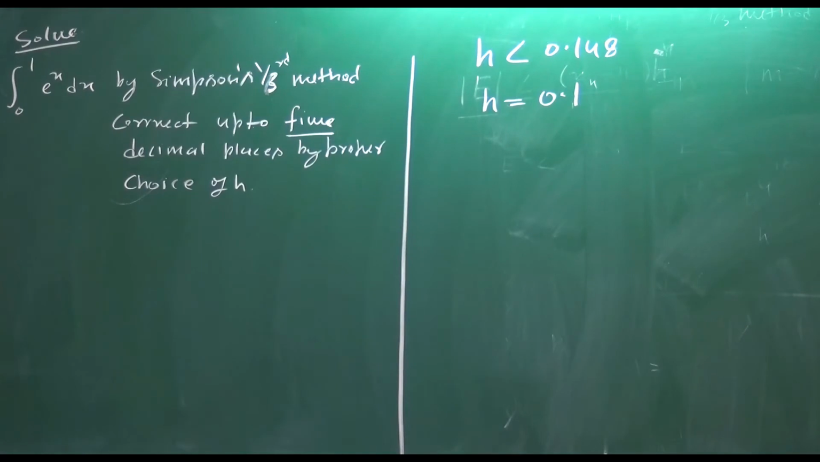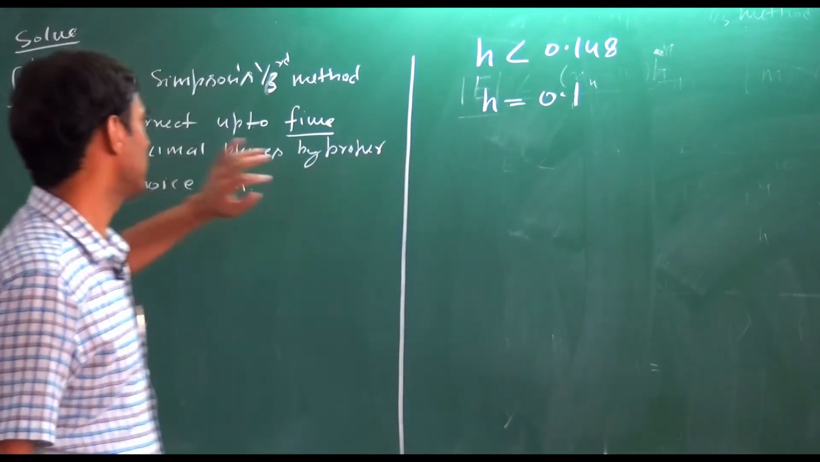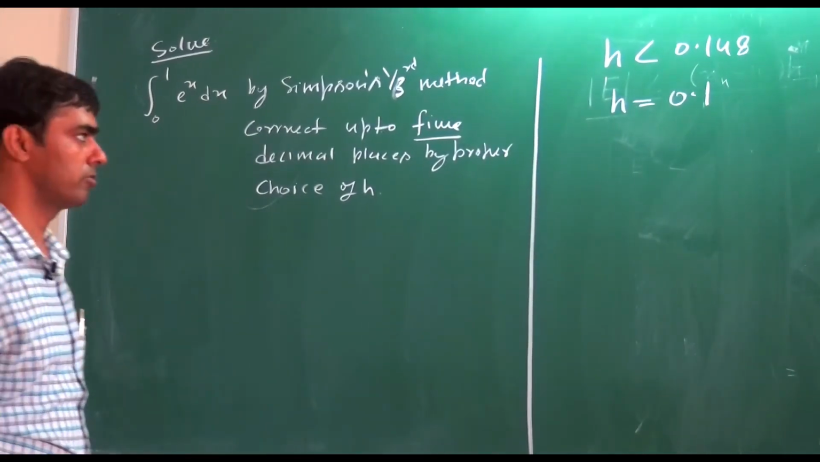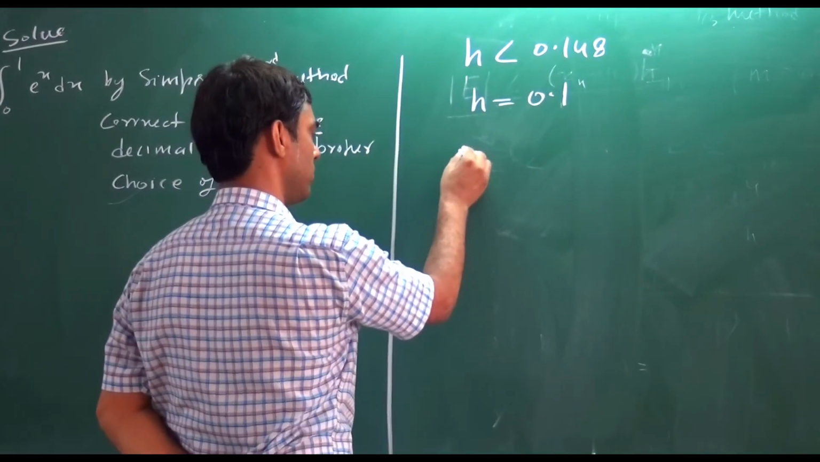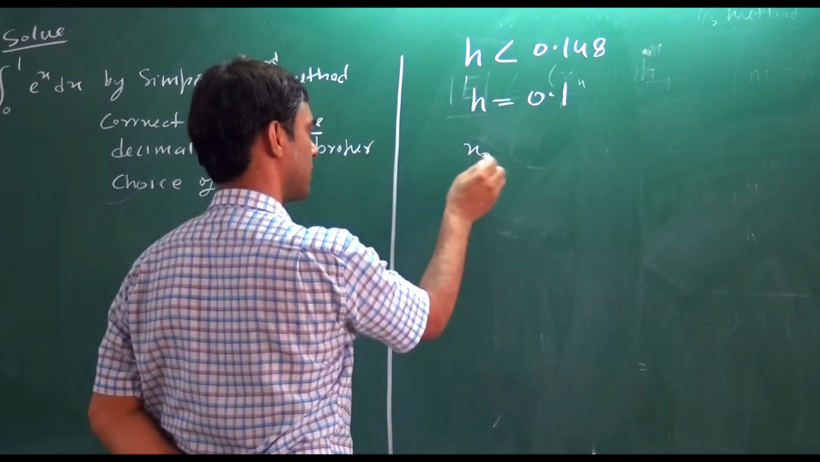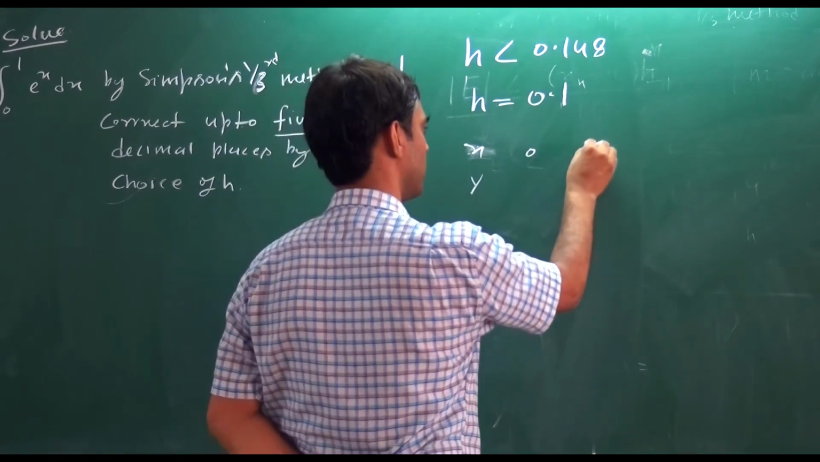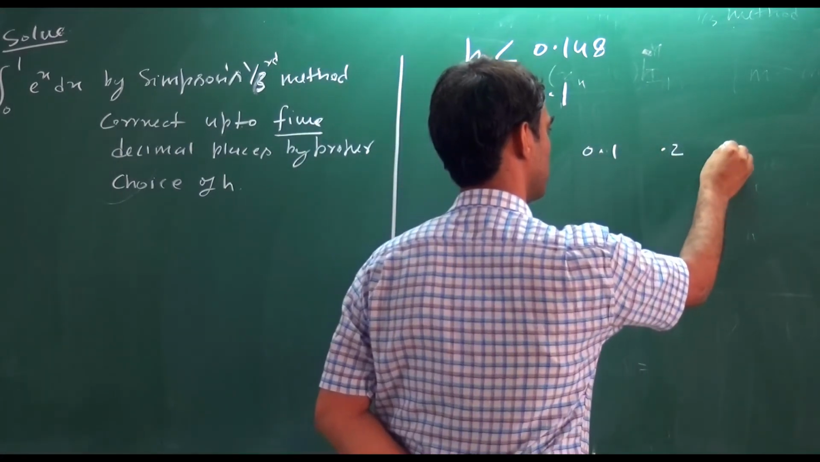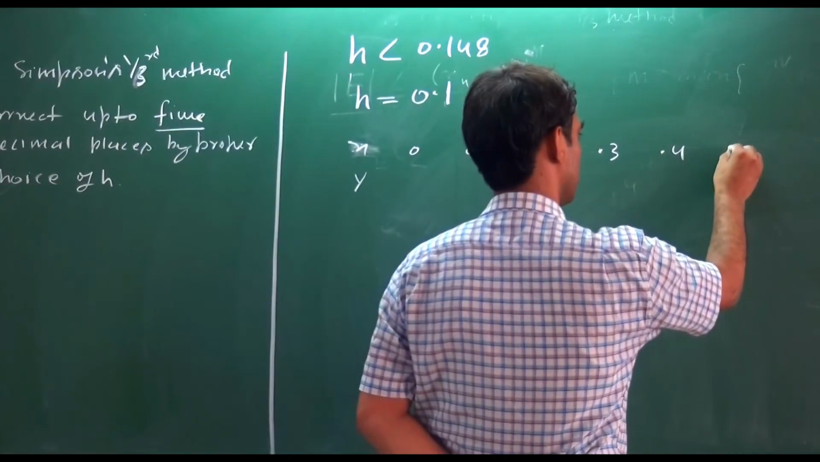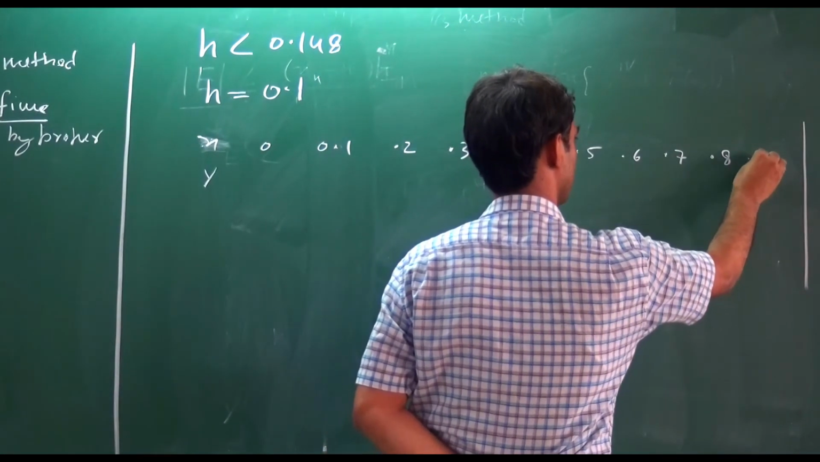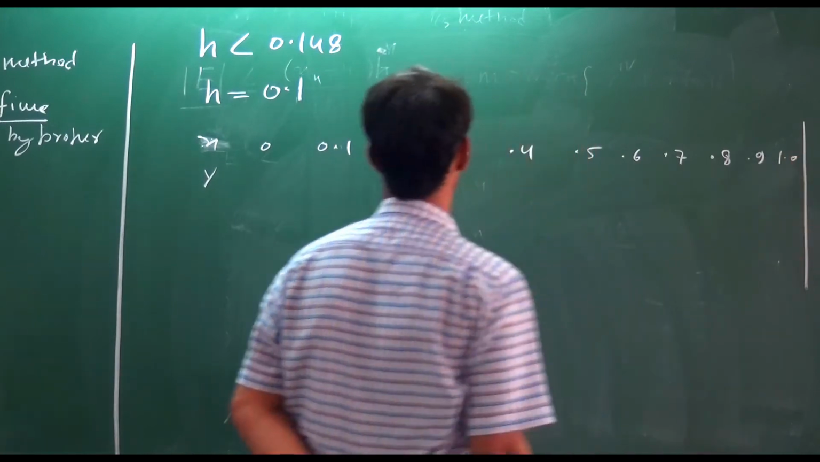So if we consider 0.1, how many number of parts are there here? There are 10 parts. Then obviously this one is a multiple of 2 also. So we are able to find the solution. So what is the value for x0? Here we write the x, and here we write the value for y. X is 0, 0.1, 0.2, 0.3, 0.4, 0.5, 0.6, 0.7, 0.8, 0.9 and 1.0. These are the values of x.